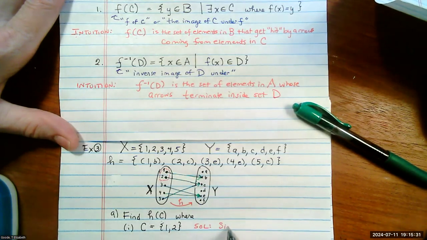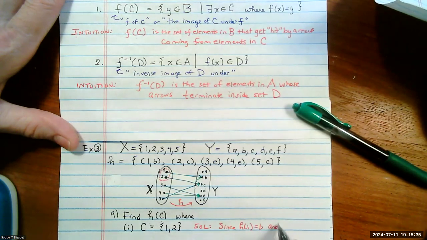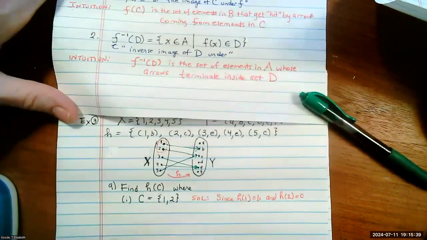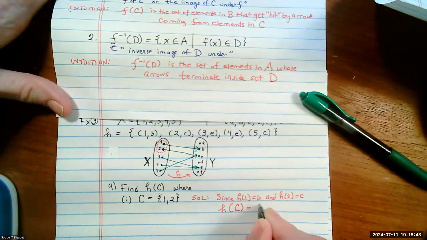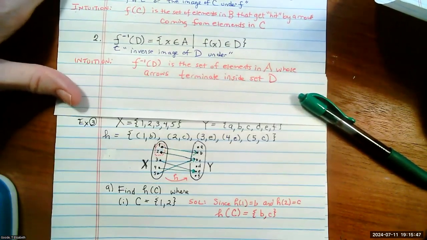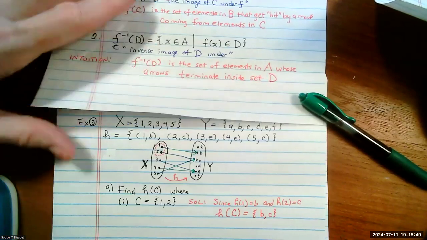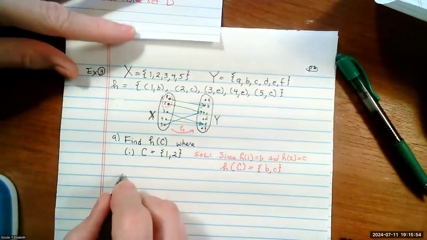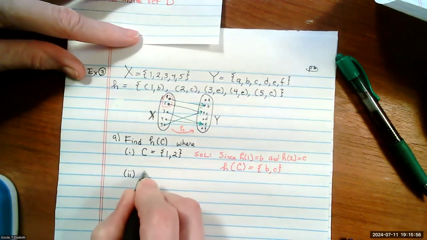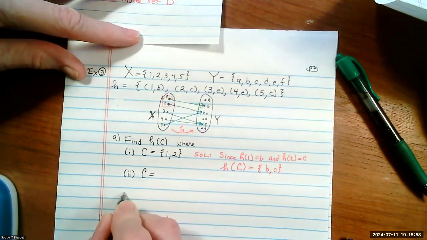So since H of 1 is equal to B and H of 2 is equal to little c, H of the subset C is the set containing little b and little c. Everybody with me? All right, so I'm gonna give you a couple more sets C, and you see if you can find H of C for these sets C, okay?